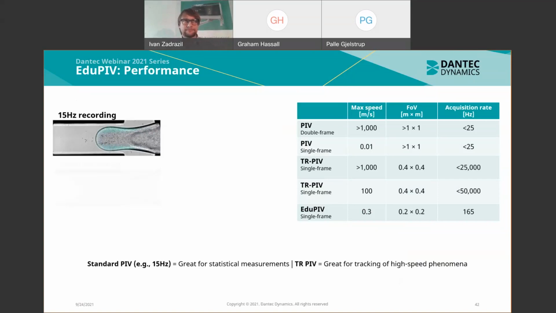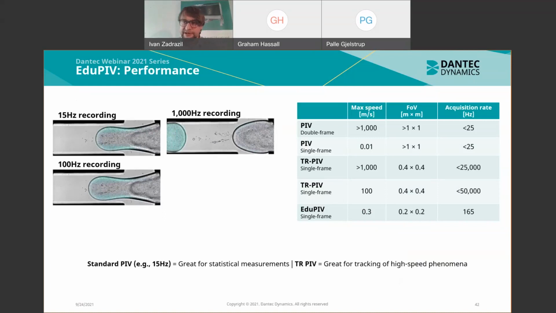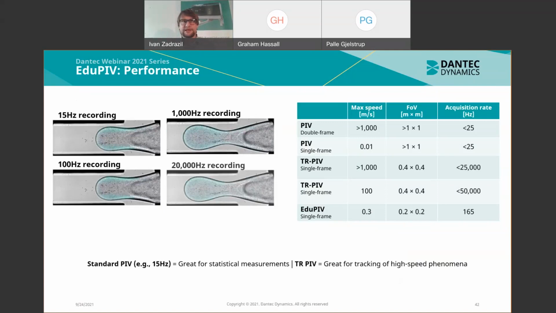If we use a slightly faster system, a 100 hertz system, we can already see that there's some kind of dynamics, but there's still not really any understanding of what's going on. A 1000 hertz system could already give us some insight into the droplet detachment, but there's still not enough temporal information about the dynamics. But if we use a really high-speed TRPIV system operated in a single frame mode, here we have a recording at 20 kilohertz, we can see the full dynamics of droplet detachment.